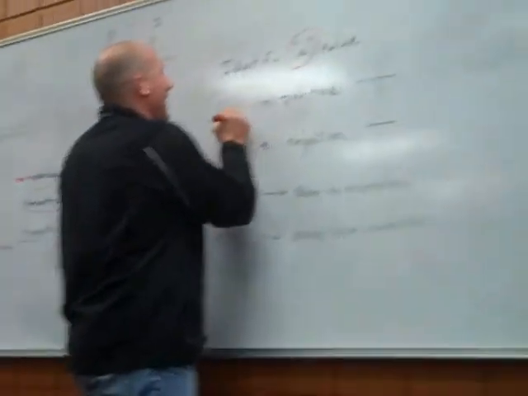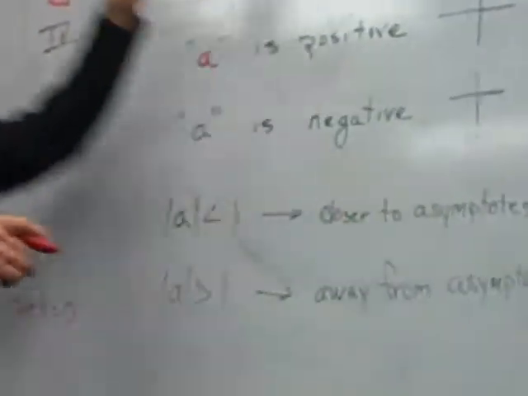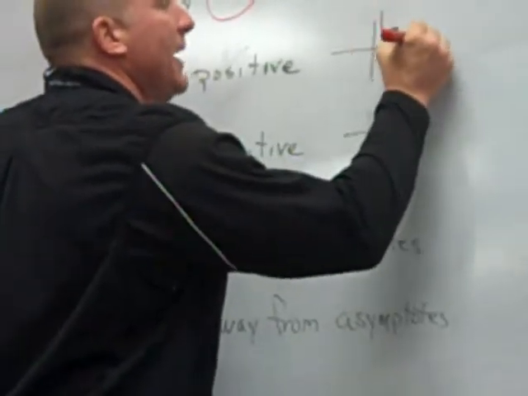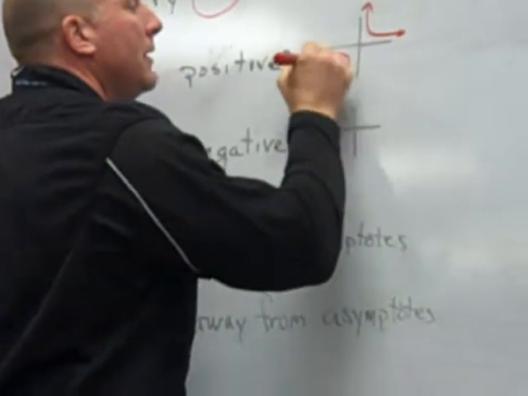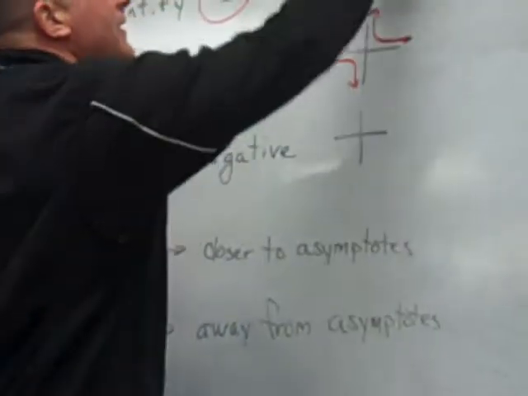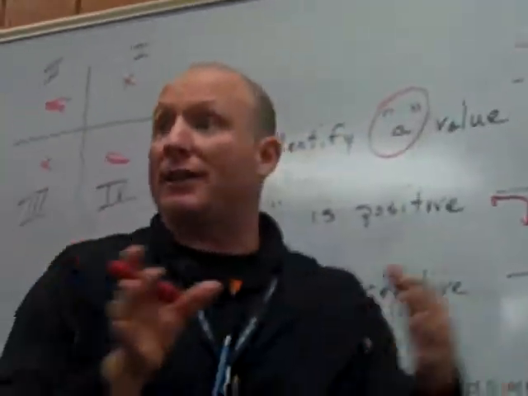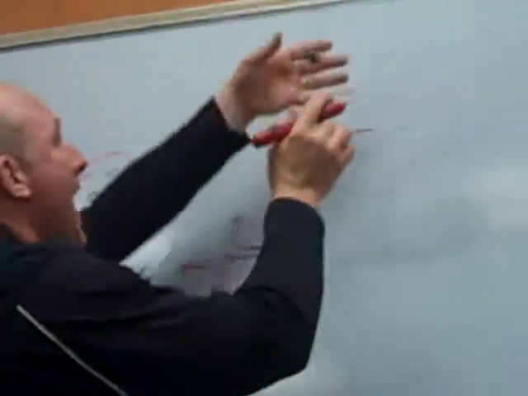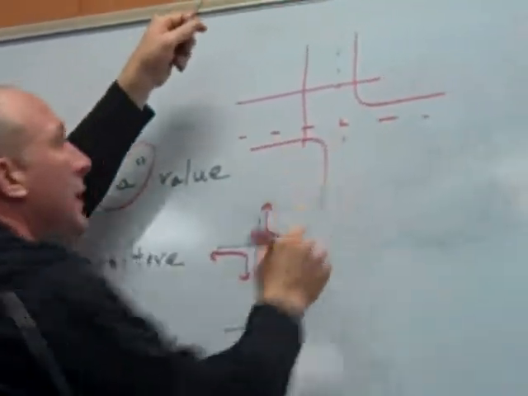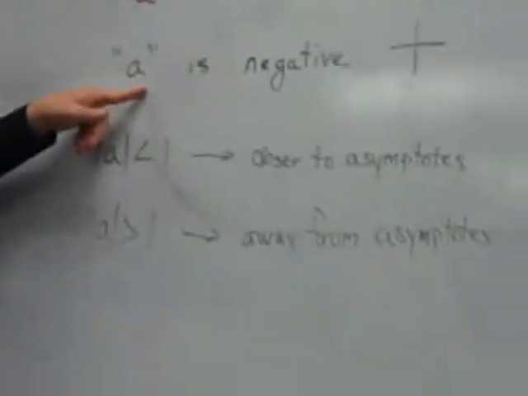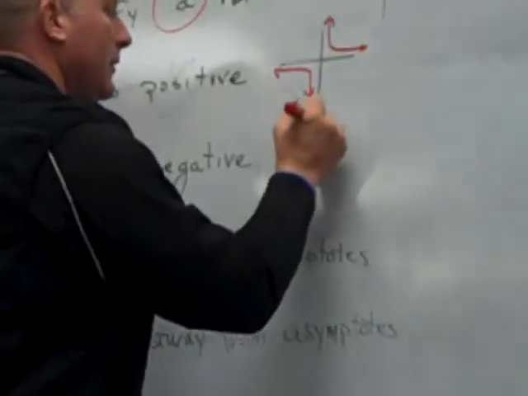Now, if your A value is positive, remember the quadrants. 1, 2, 3, and 4. If it's positive, your hyperbola is going to take place in 1 and 3. Now, understand that you might have your asymptote here and here, because we do have some transformations that can go on. If that happens, still, there's 1 and 3. So it's still your upper right corner, if you want to look at it that way, and lower left, if A is positive. If A is negative, guess what? The other two. The other two.